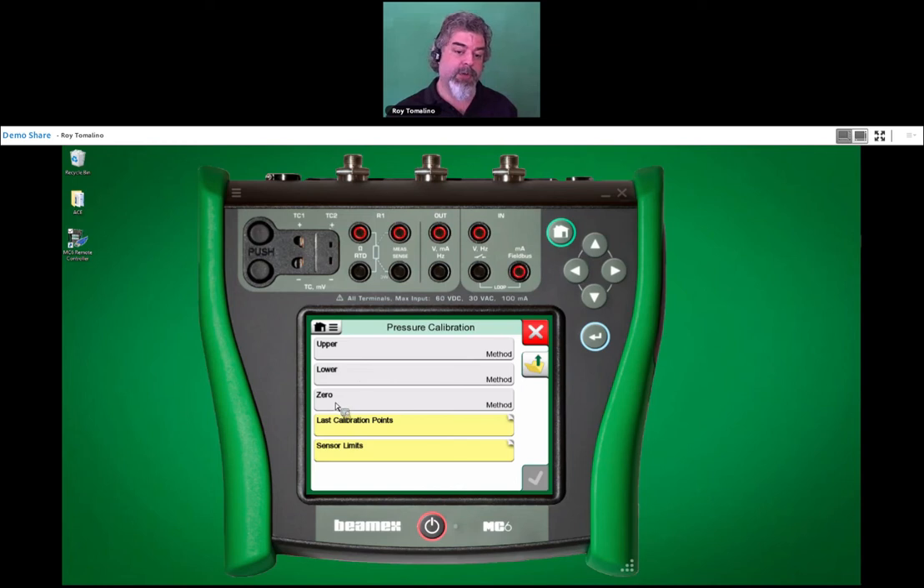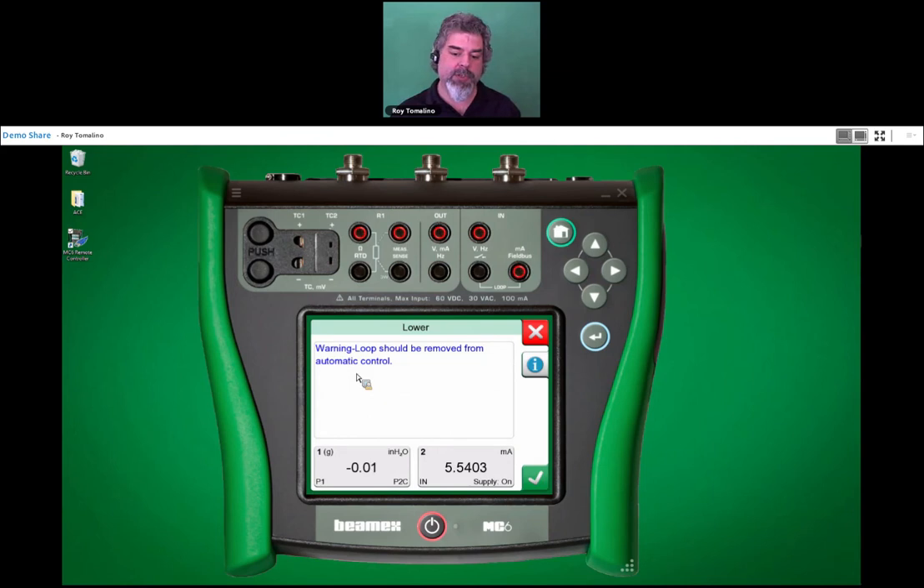I could do an upper, a lower, or a zero. Well, we already know the manual says do the lower first and then the upper. Now the zero, we're not going to do. Even though the zero is still zero, I'm going to set up the lower itself. And in some of our other webinars, we've talked about the actual difference between lower and zero.